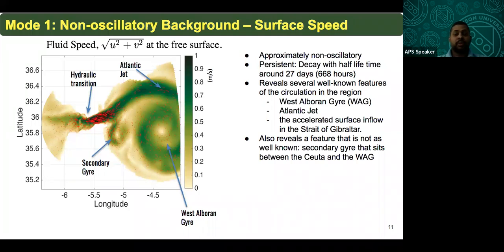So let's now move on to each mode. First, we will talk about the background mode, or mode 1. That is a non-oscillatory mode, or background mode. It stays entirely in that time period. So this shows the surface speed profile. We can identify the Atlantic jet and gyres and hydraulic transitions in this mode.